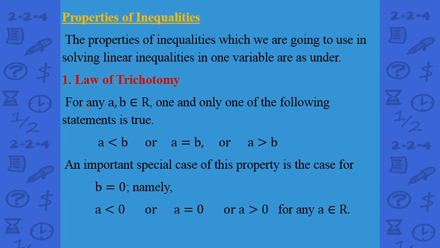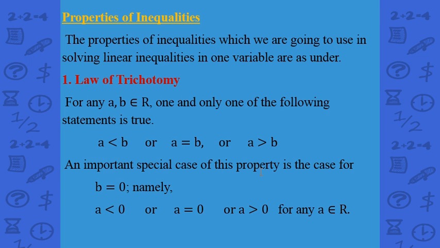The law of trichotomy. For any a and b belonging to the real numbers, one and only one of the following statements is true. The statements are: a is less than b, or a is equal to b, or a is greater than b. So these are three statements, but we know very well that out of these only one will be true.